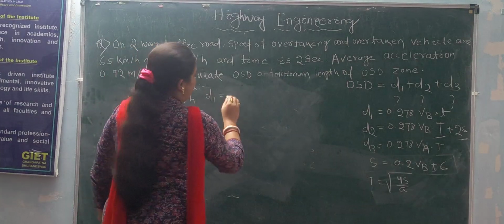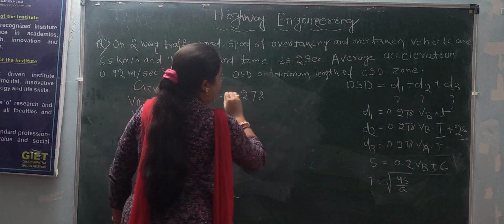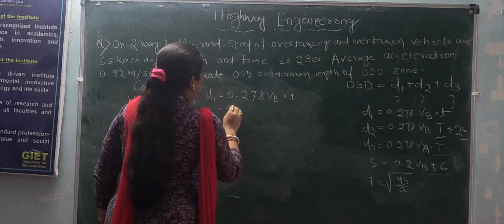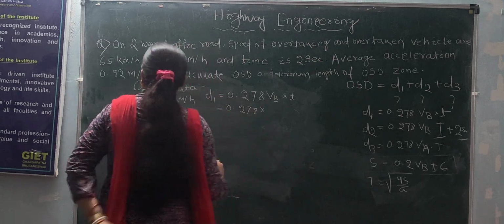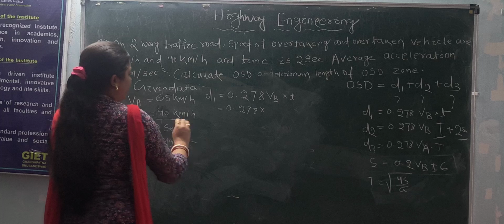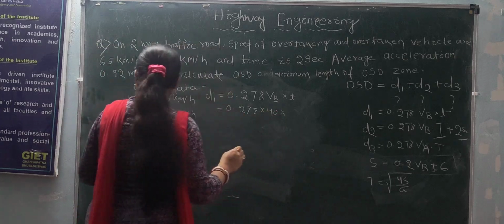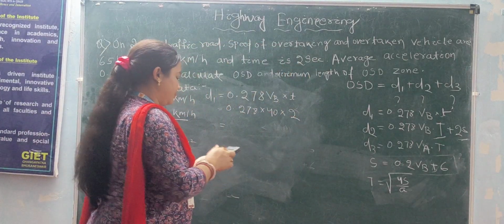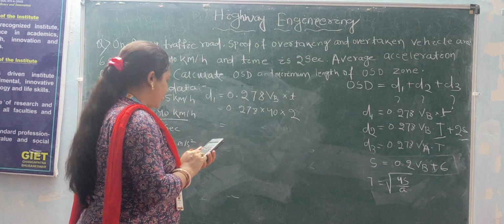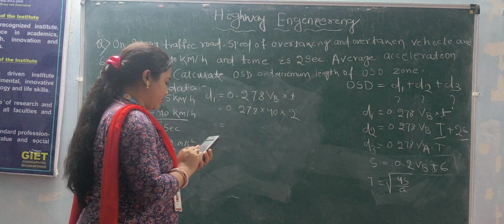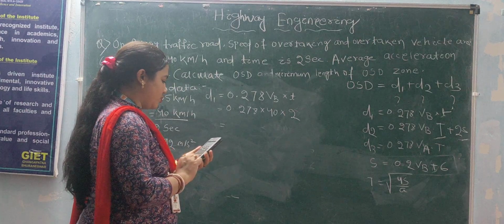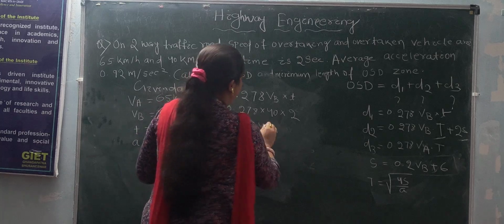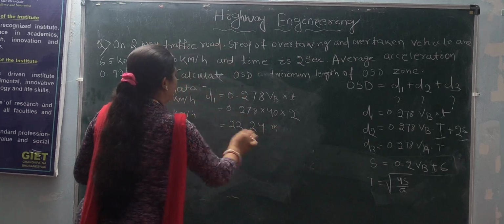One is D1. D1 is 0.278 dB into small t. So 0.278 dB is what? Is 40 km/h into t is 2 seconds. Now we calculate this. Equal to 22.24 meter. This is the value of D1.